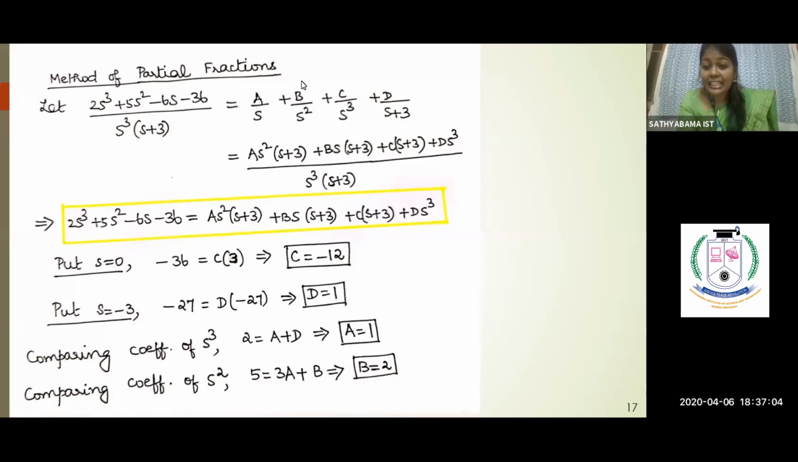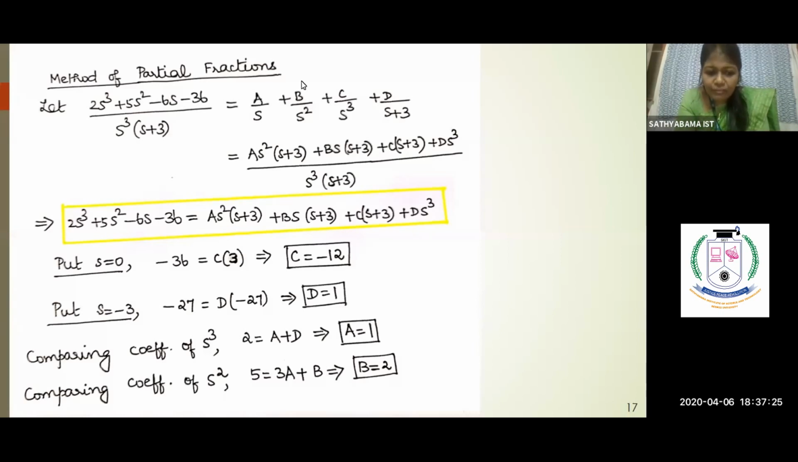Now I don't have any other linear factors, but I should find A and B. How do I do it? I will begin comparing coefficients on both sides. And I will always start with the highest power of S. What is the highest power of S in the left hand side? S cube. So start with the highest power of S.